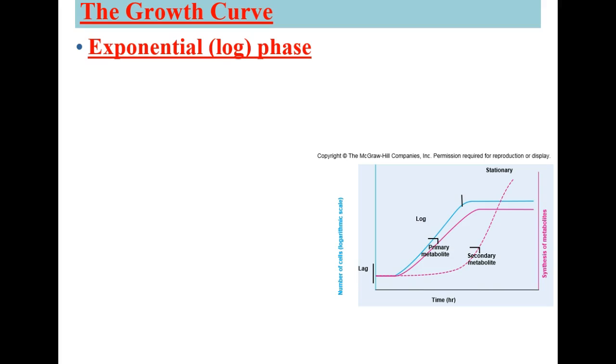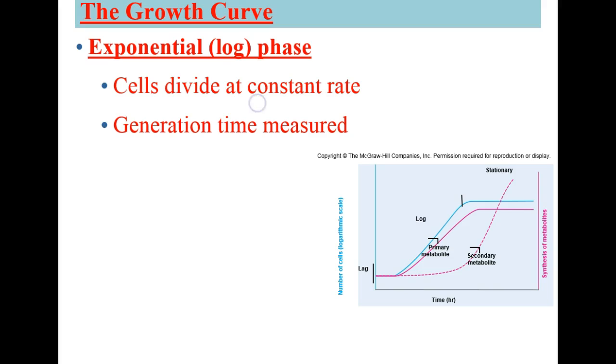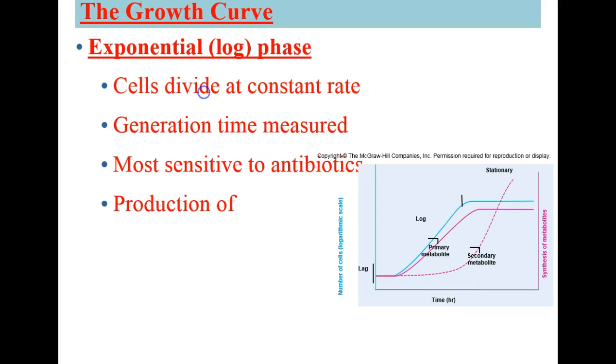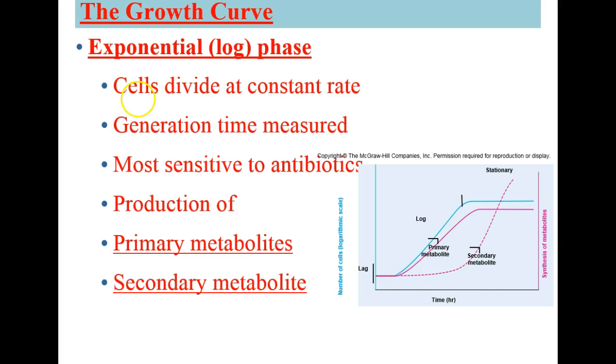Slowly, the population leaves the lag phase and cells begin to replicate. The entire population enters the exponential or log phase. In the exponential or log phase, the entire population divides at a constant rate at the generation time. This is the phase of growth at which the entire population is the most sensitive to antibiotics because the entire population is metabolically active. It is also during this phase that primary metabolites and secondary metabolites are produced.